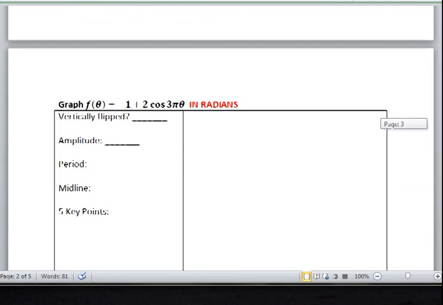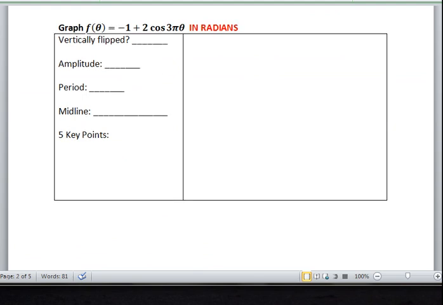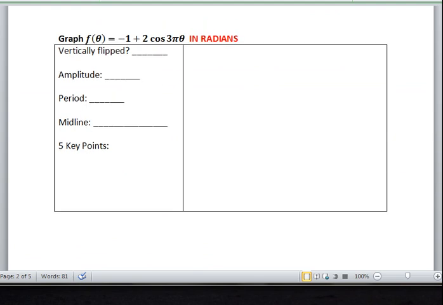Alright, let's look at another example here. Now this is slightly different. Here we have f of theta equals -1 plus 2 cosine 3 pi theta. What do you know? We have all kinds of things going on in here. We'll look at that in a second. Is this thing vertically flipped? No. Our amplitude is 2.